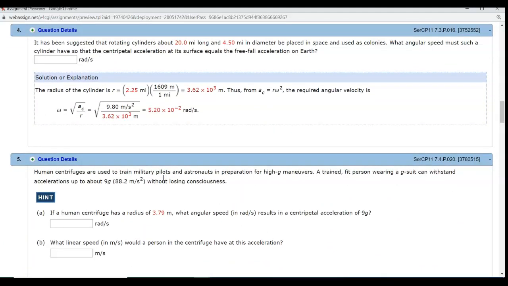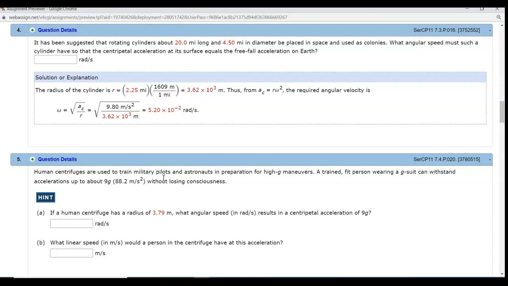It's been suggested that rotating cylinders about 20 meters long and 4.5 meters in diameter be placed in space, used as colonies. What angular speed must such a cylinder have so that the centripetal acceleration at its surface equals the free fall acceleration on Earth? This is one of those really good questions. If you were up there, you'd want to make sure somebody had calculated it, I guarantee you that.